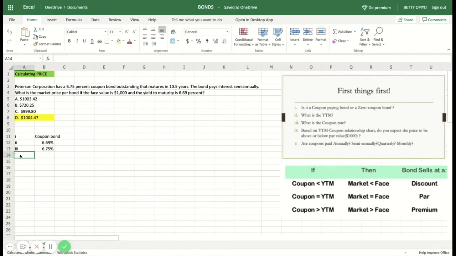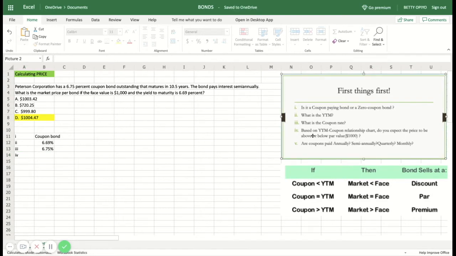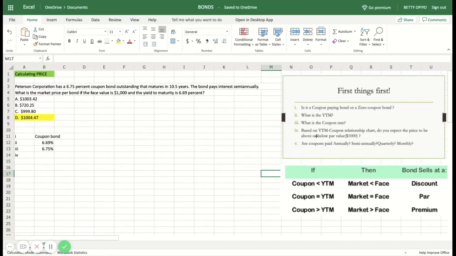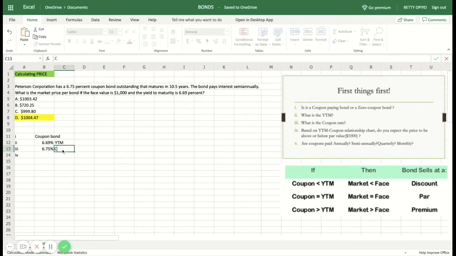Okay. The fourth question here, based on the YTM coupon relationship chart, do you expect the price to be above or below the par value? So here, even before you start calculating the price of this bond, let's look at the chart, because we know that the YTM, maybe I should label this, we have YTM, and this is the coupon rate.